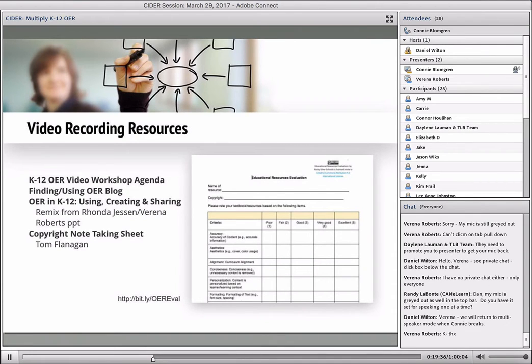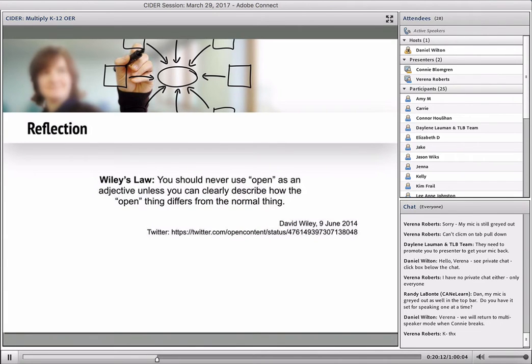And then additionally, through the work that Verena has done with Rhonda Jensen, I believe she's probably attending here today, we also came up with this workshop agenda of finding and using it, and how we can take these different resources from different presentations that Verena and Rhonda have held at teacher conventions and other conferences, and reshaped or remixed it for our purposes of the video recording. So, of course, part of what was inspiring us was this idea of what is openness and open pedagogy.